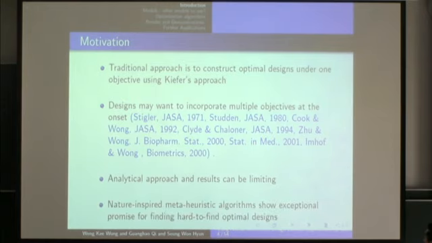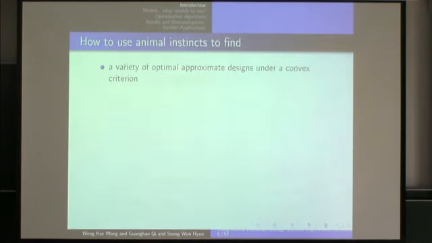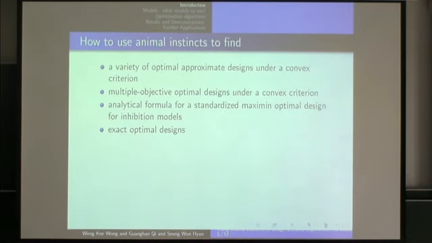And my conviction, based on my work 3 or 4 years ago, is that nature-inspired meta-heuristic algorithms show exceptional promise, and they're really not designed to find optimal designs. They're general-purpose optimization algorithms that have been used a lot by people in engineering and computer science. So at the end of this talk, I hope I get a chance to discuss with you quite a bit how to use animal instincts to find simple or complicated optimal designs under complex criteria and multiple objectives.